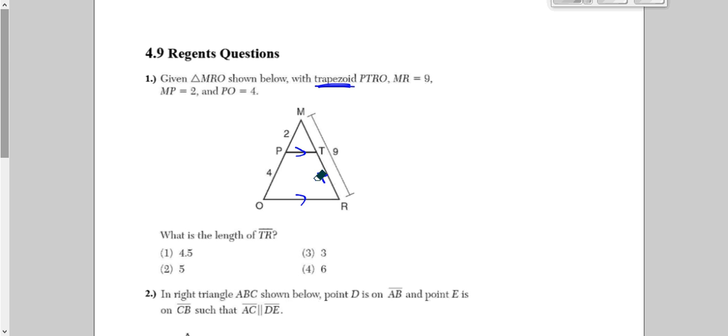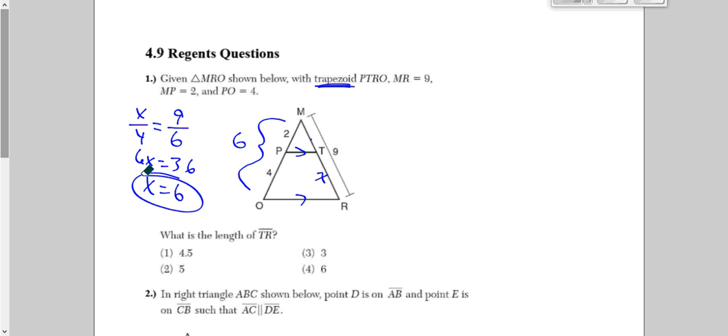Okay, let's do it a couple different ways here. So we could do X over 4. No, we don't have that there, do we? We have X over 6. They gave us a full side, so one method's going to require the full side, which would be 6. So we could do X over 4 equals 9 over 6. So 6X equals 36, X equals 6.